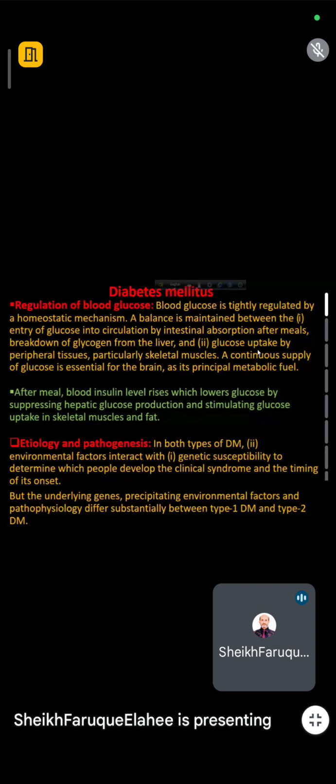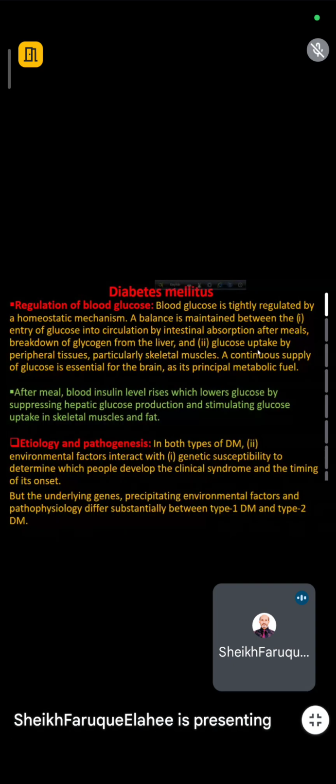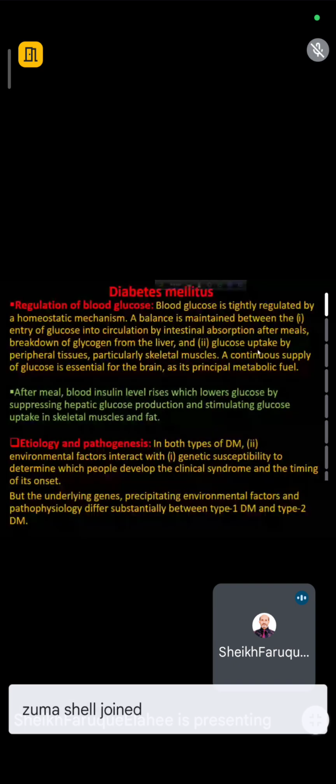And this balance is maintained by insulin and glucagon. Insulin decreases blood glucose and glucagon increases blood glucose. So by their regulation, they have auto-regulation. There is a balance of glucose maintained in the blood.